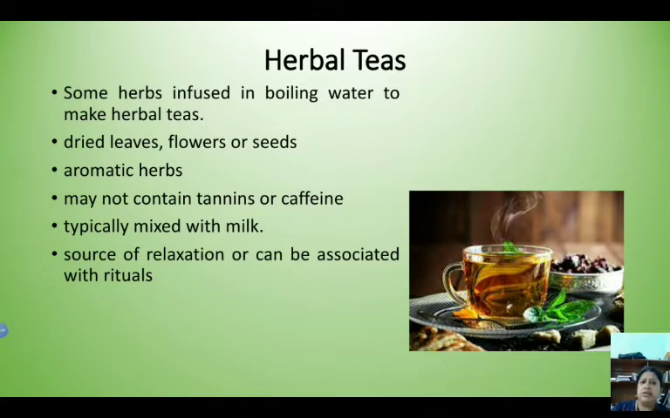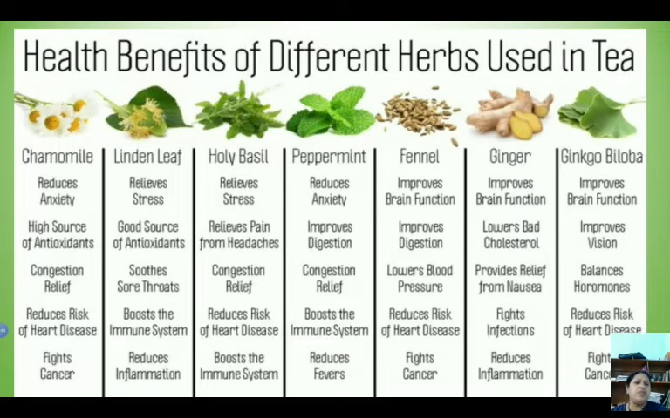The main use of this herbal tea is that it's a source of relaxation. You will get relaxed, and it is also associated with some ritual practices. So here are some of the health benefits of different herbs used in tea. You can see chamomile, linden leaf, holy basil, peppermint, fennel, then ginger, then ginkgo biloba. Speaking about all these plants, the availability of the plant is very important. According to the area, wherever we are, whatever is available, we can have it.